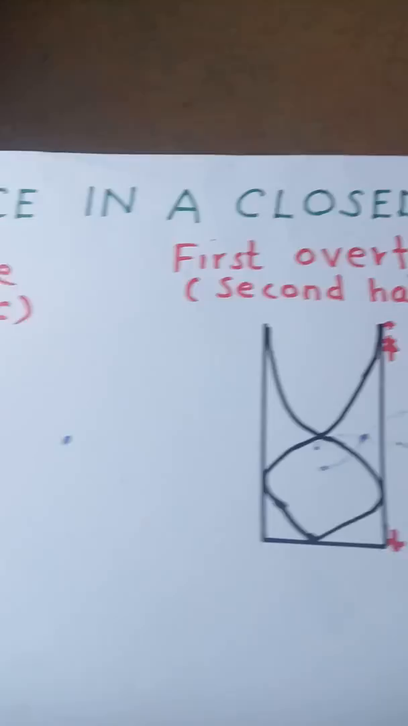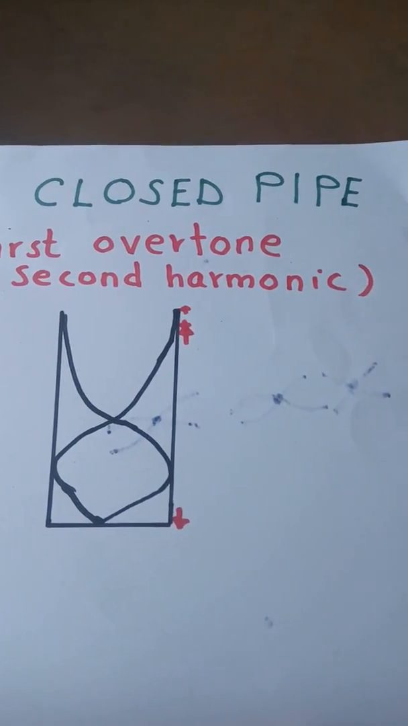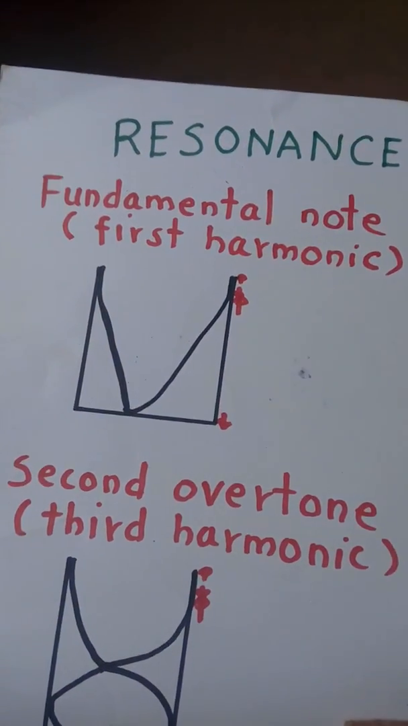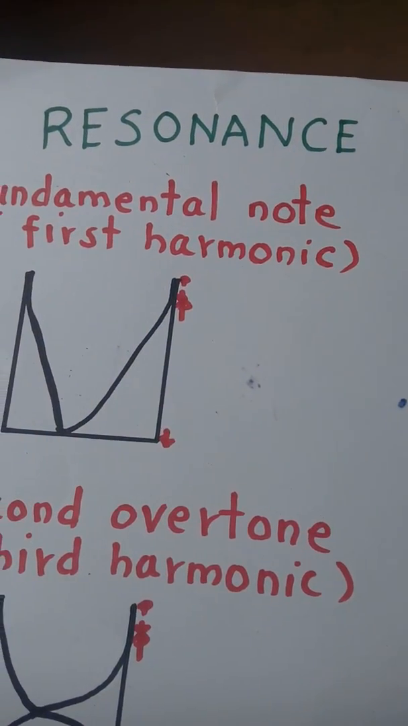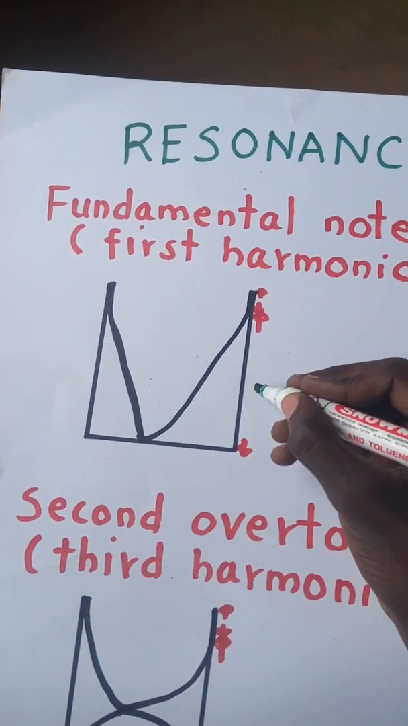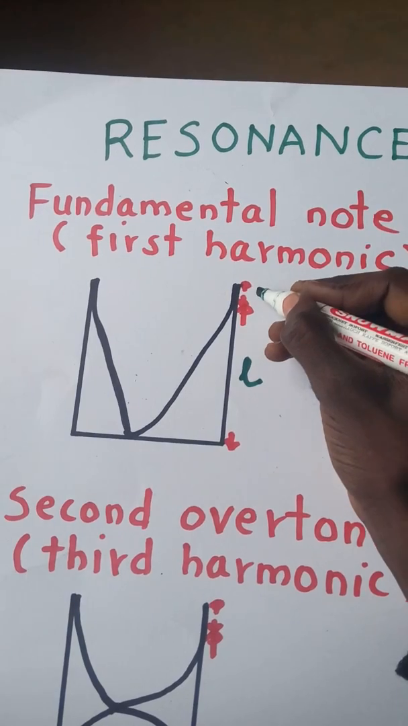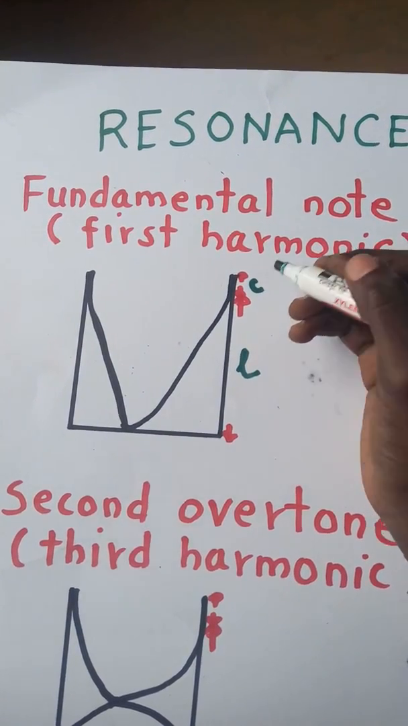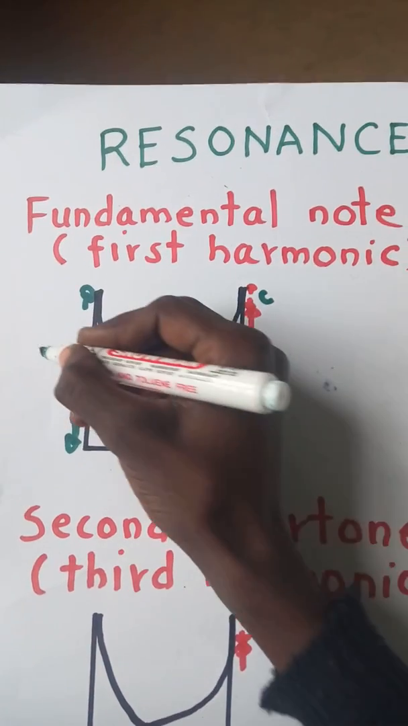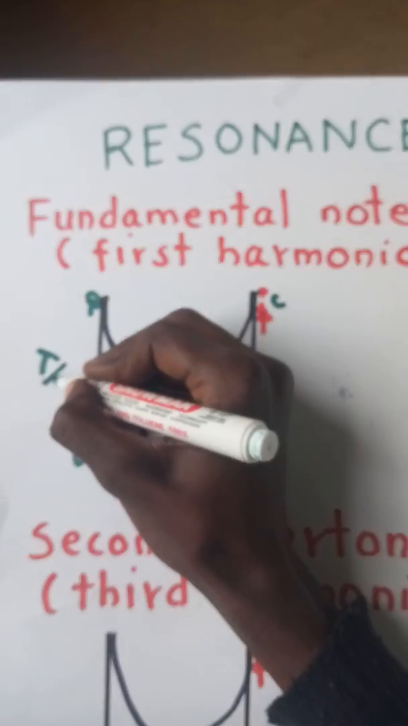Resonance in a closed pipe. So let's start with the fundamental note, which is the first harmonic. This is the length of the closed pipe, and this is the end correction. The distance from this point up to this point is a quarter wavelength.